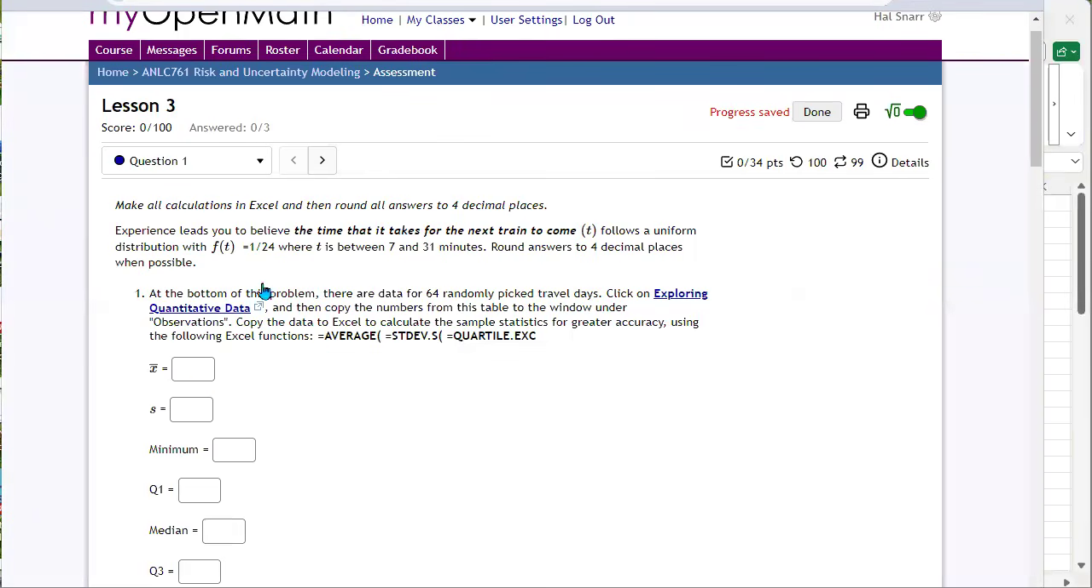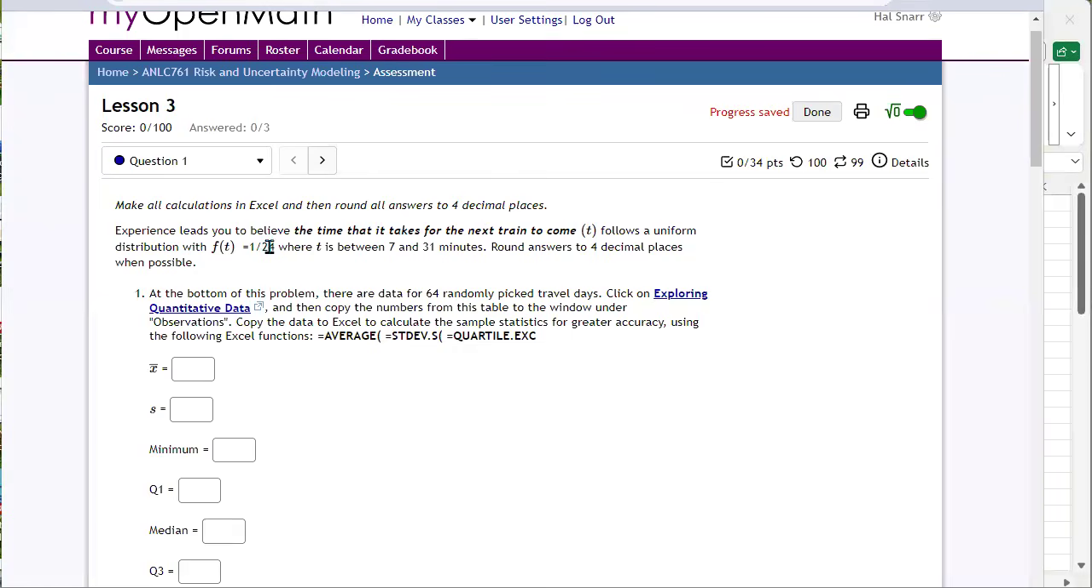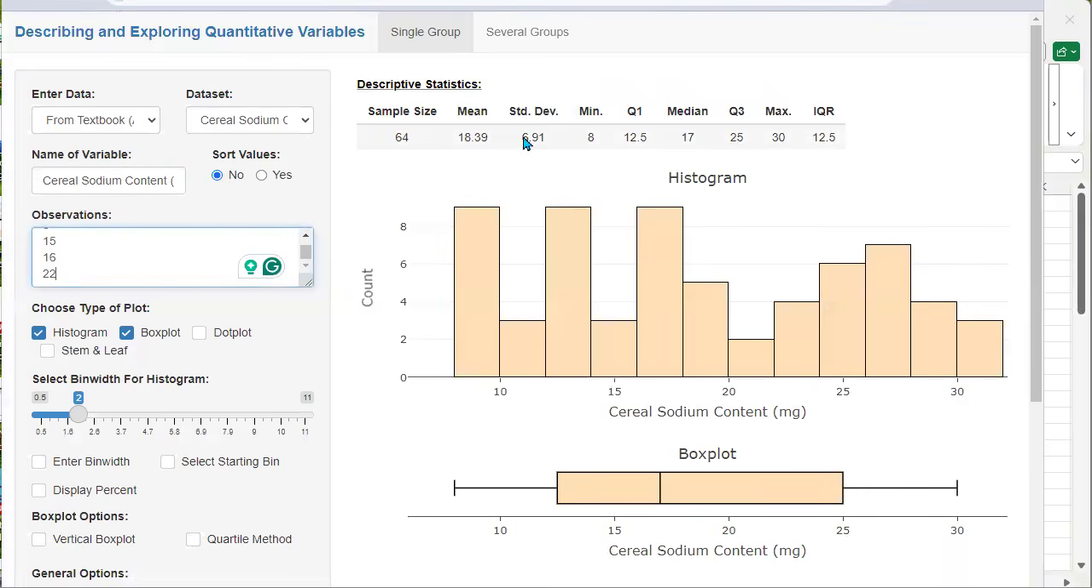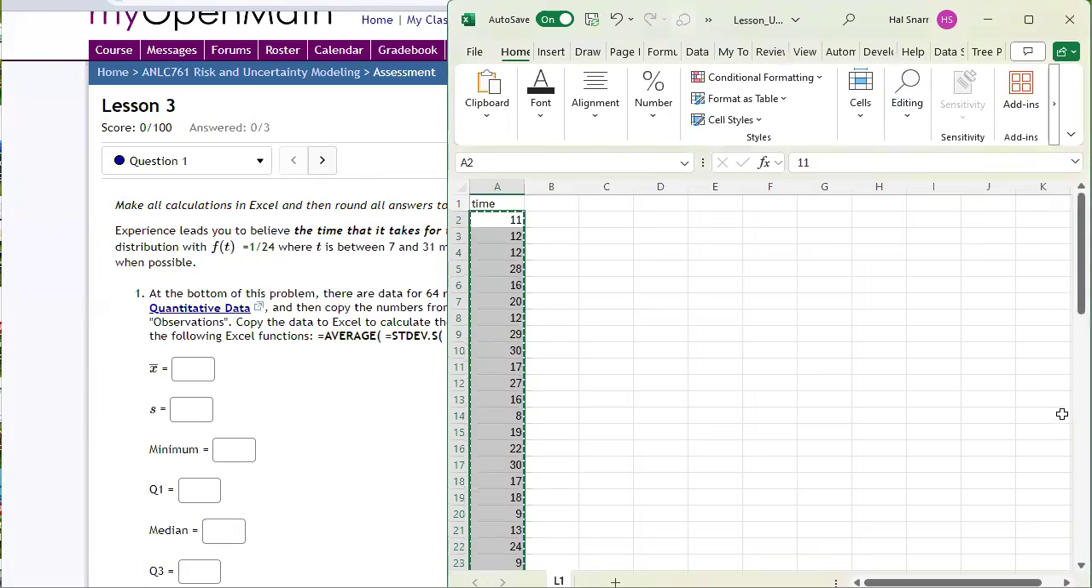We need to calculate the sample mean, and the mean is 18.39, but we need 4 decimal places. So we can't use these sample statistics because we need more decimal places. We need 4, right? So what I'm going to do is copy them from Excel. I have to compute them in Excel first.